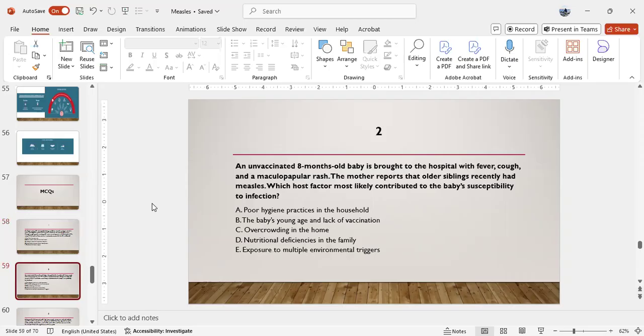An unvaccinated 8-month-old baby is brought to the hospital with fever, cough, and a maculopapular rash. The mother reports that older siblings recently had measles. Which host factor most likely contributes to the baby's susceptibility to infection? A. Poor hygiene practices in the household. B. The baby's young age and lack of vaccination. C. Overcrowding in the home. D. Nutritional deficiencies in the family. E. Exposure to multiple environmental triggers.